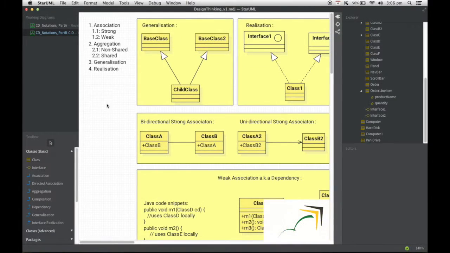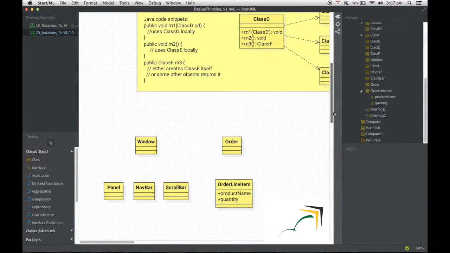Hello and welcome back. In this video, we will take a look at the last UML relationship, aggregation. In the couple of videos prior to this, we have looked at generalization, realization, and association. Now let's take a look at aggregation. As I mentioned earlier, there are two major types, non-shared aggregation and shared aggregation. Let's take a look at what we mean by non-shared and shared aggregation.